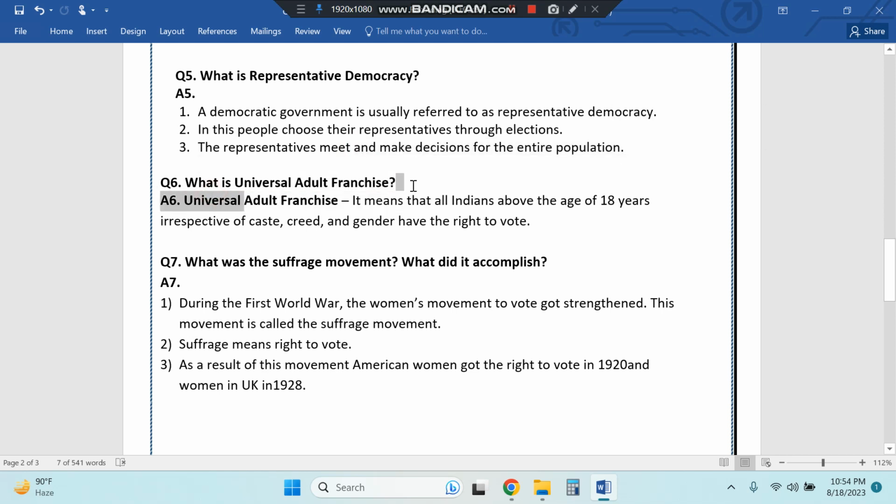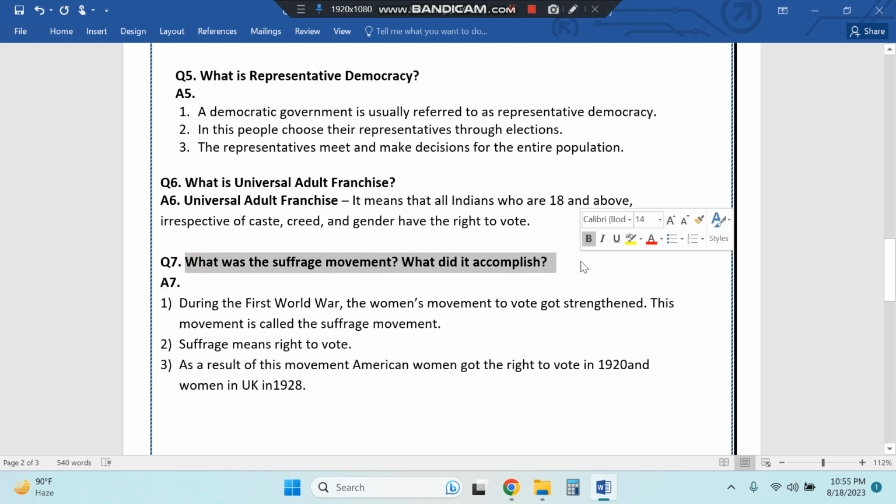What is universal adult franchise? Extremely important question. It will come in your exams, keep my word. It means that all Indians above the age of 18 years, or 18 and above basically. I've just quickly corrected it. It means that all Indians who are 18 and above, irrespective of their caste, creed, and gender, have the right to vote. Then, what was the suffrage movement?